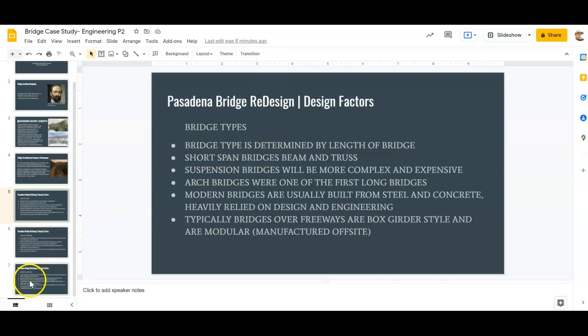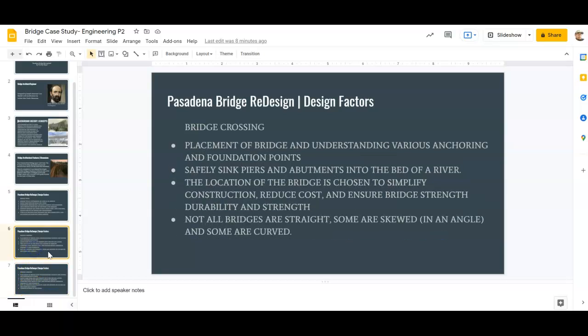And the bridge crossing. So the video also goes to talk about the importance of the placement of a bridge and understanding various anchoring and foundation points. And so the location of the bridge is chosen mainly to simplify construction, reduce costs, and ensure bridge strength and durability.